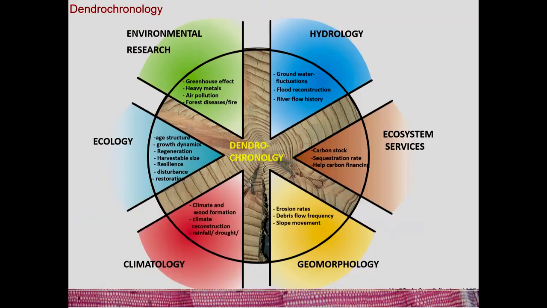In terms of ecology, age structure, regeneration dynamics, and all that, climate reconstruction, climate information, geomorphology, erosion rate. You can look at the trees and tell the erosion rates, debris flow frequency, slope movement. So this is a well-developed science that is dendrochronology. I think it has a lot of links with you.